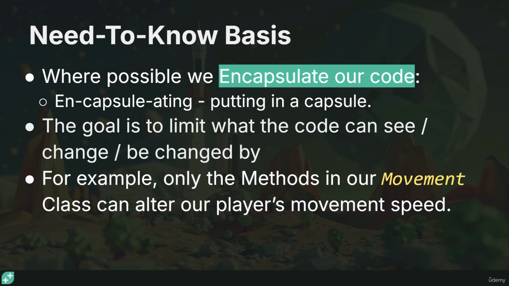So let's take an example. In our Movement class that we just created, we might have a method where we want to update the player's speed. If we have this philosophy of encapsulation, we say that only the Movement class can alter the player's movement speed. Because if we had another class, for example Pickups, and in that class there was a way of having a speed boost, then when you picked up that speed boost, from within that other class we're saying, okay, now make the player move quicker.